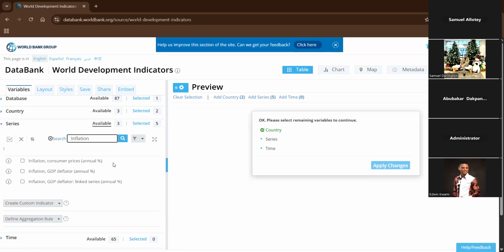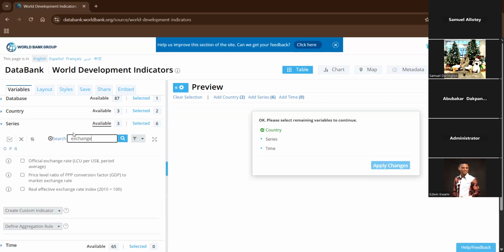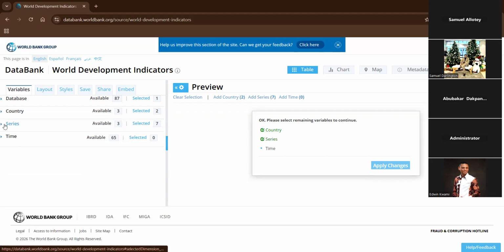Inflation, we have consumer price, GDP deflator, and the GDP deflator linked series. So maybe I need consumer prices. Then I'll select, maybe I need what again? Maybe I need exchange rate. I can search. We have the official exchange rate, price level ratio, real effective exchange rate. So I will select, let's say that's all the indicators I need.